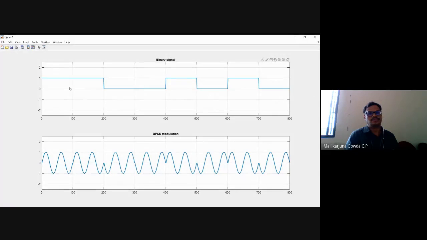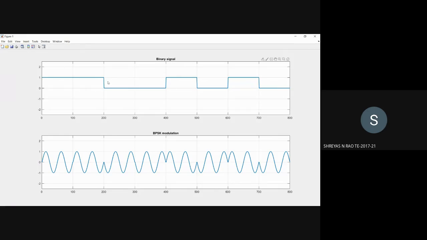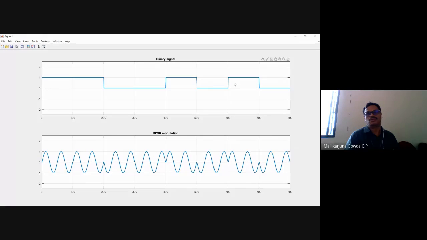The input binary sequence is 1 1 0 0, then 1 0 1 0, right? So is it clear? This is the generation of a binary signal: 1, 1, 0, 0, then 1 0 1 0 again, right? Accordingly, you see this waveform.